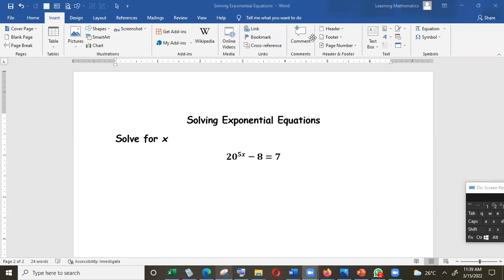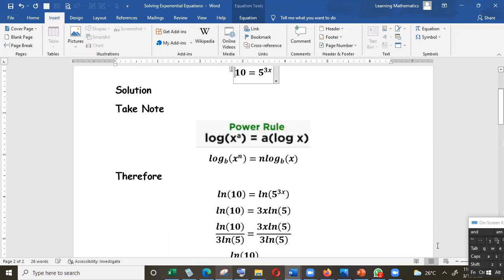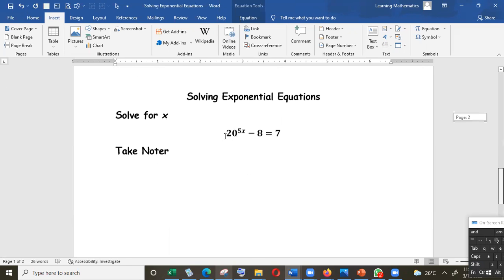Here we are required to solve for x. In this equation, it says 20 raised to the 5x minus 8 is equal to 7. Solve for x. X, as we noticed, is in the position of being the exponent, so therefore we have to apply the power rule of logarithms to help us solve for x. Whenever you want to solve for x and x is in the position of the exponent, then logarithms come to the rescue.